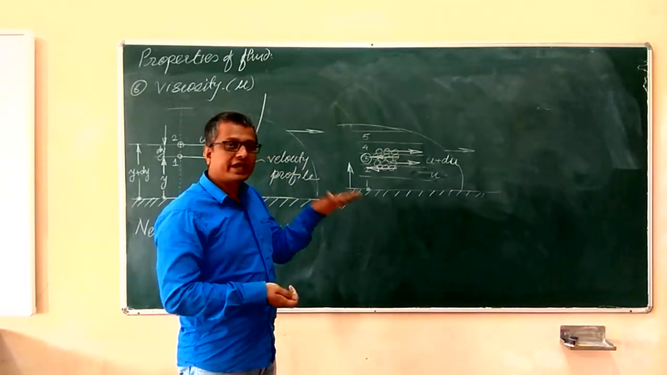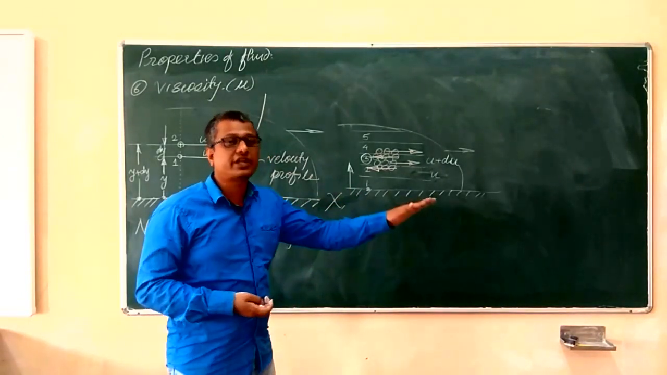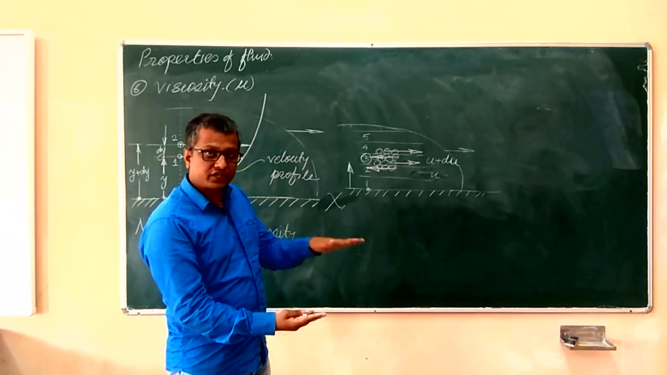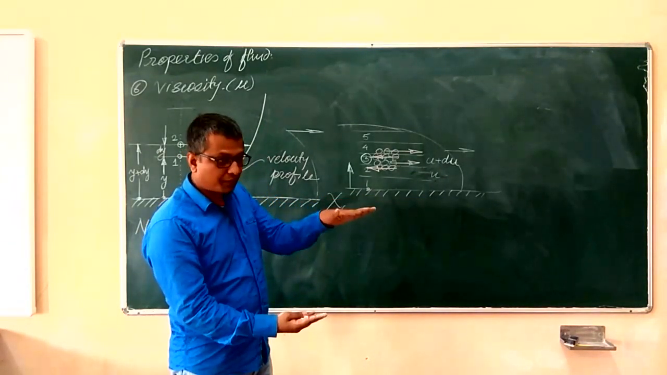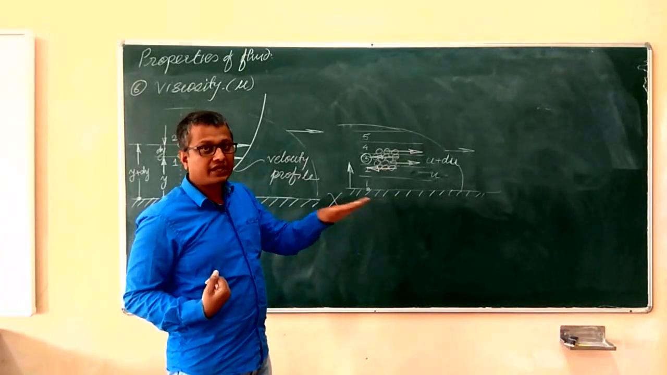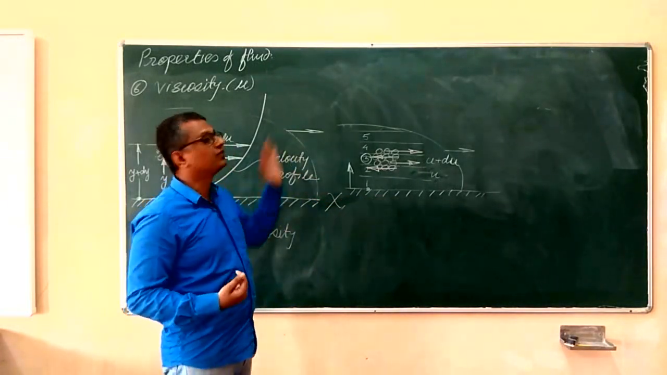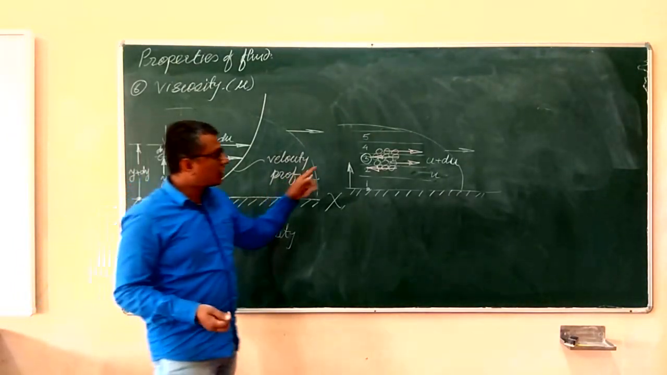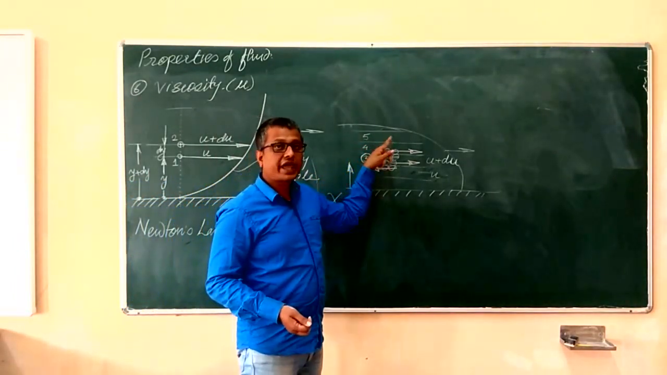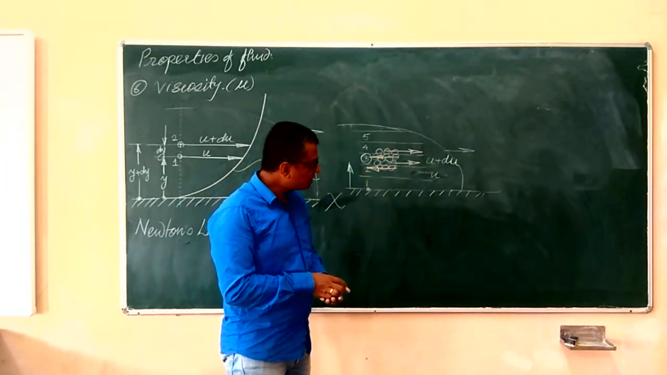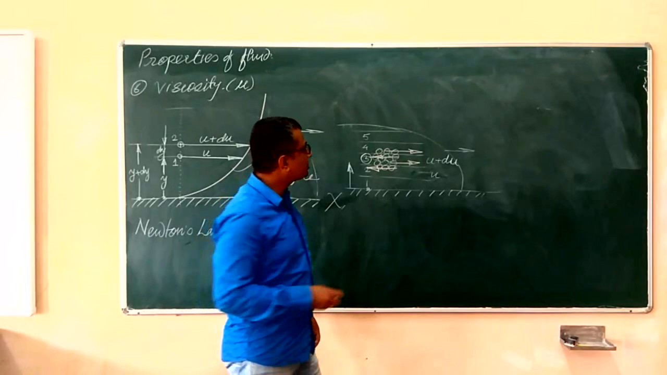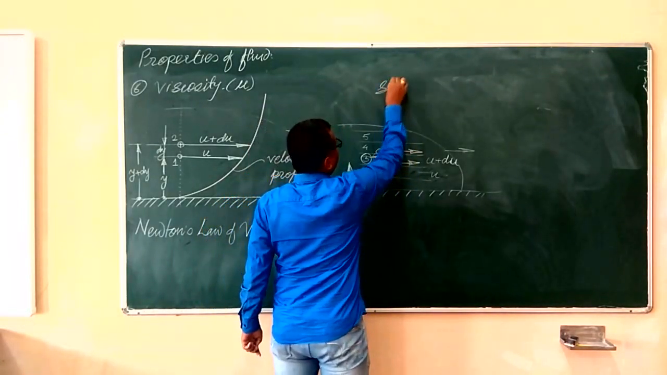The upper layer will exert a tangential force in the forward direction onto the lower layer, whereas the lower layer exerts a tangential force onto the upper layer in the reverse direction, and that force exists throughout the fluid flow, right? Now I told you about the tangential force, and I think you have already seen in the properties of matter the term shear stress.